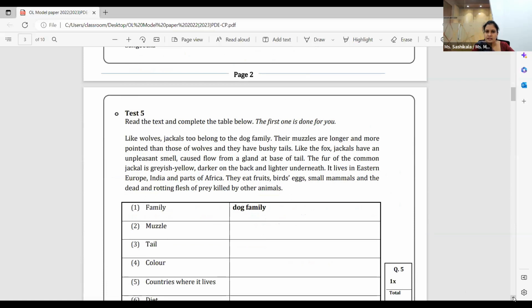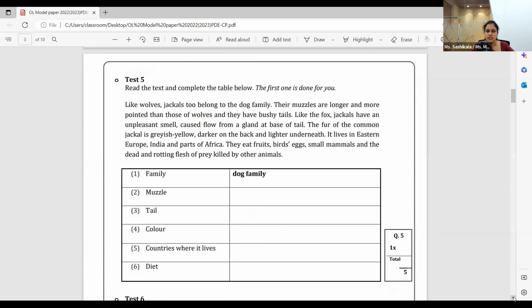Now let's see test number 5. Test number 5 is a reading question. After reading the instructions, read the text and complete the table below. The first one is done for you. Now you have to transfer information to the table given below after reading the text.